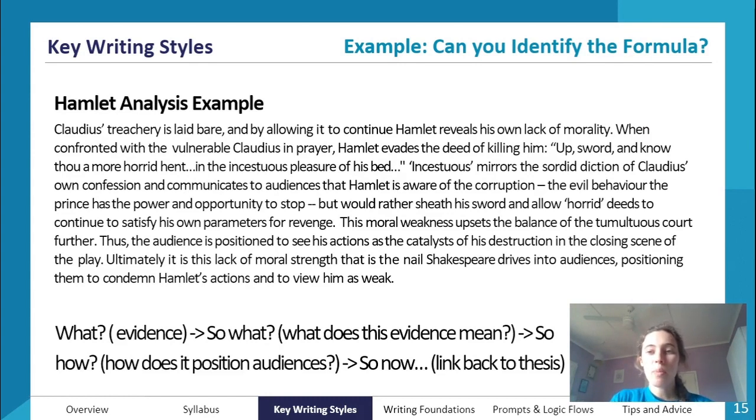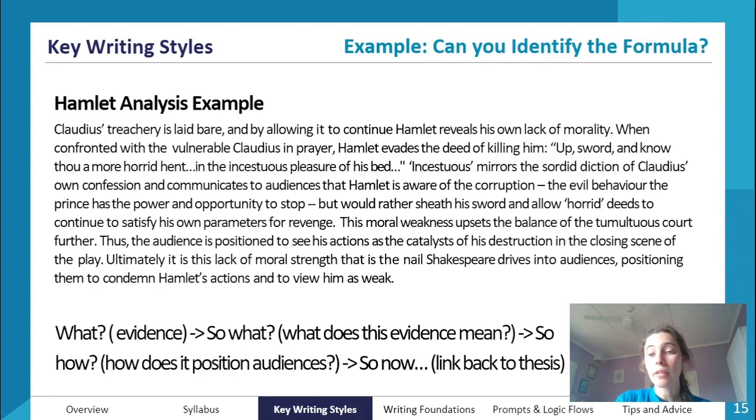So here's an example of how you can apply that formula that we have spoken about already. You can have a read of this in a little bit more detail to see how they have applied this formula, but there are a few things that I want to point out in particular. You can see in the second sentence how they introduce that quote. I was saying about how students often stumble when it comes to introducing quotes. In this case, we've got that context that I was saying: when confronted with the vulnerable Claudius in prayer, Hamlet evades the deed of killing him. So it's giving some context around what's actually happened and who's involved.